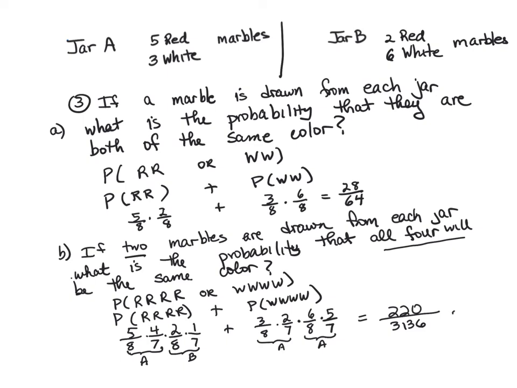And that is approximately 220 over 3,136, which is approximately 0.070. Notice that probability is really very unlikely to happen. It's very close to 0. So to pick 4 marbles of matching color is highly unlikely in this particular experiment.